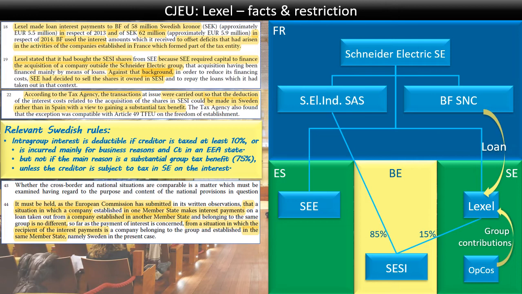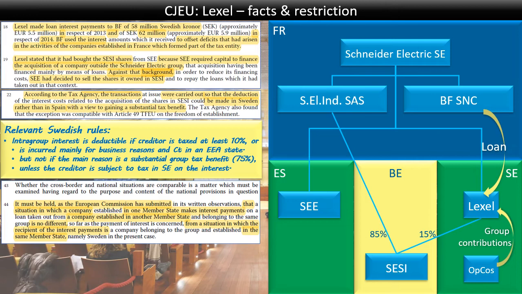Now, obviously, in order to find out whether there's discrimination, there's the fact that if the creditor is Swedish, you can deduct it. If the creditor is not Swedish, but within the EEA, you cannot deduct it. You need to be sure that the situations are comparable, right? And the court then says whether cross-border and national situations are comparable is a matter which must be examined having regard to the purpose and content of the national provisions. And then it answers the question.